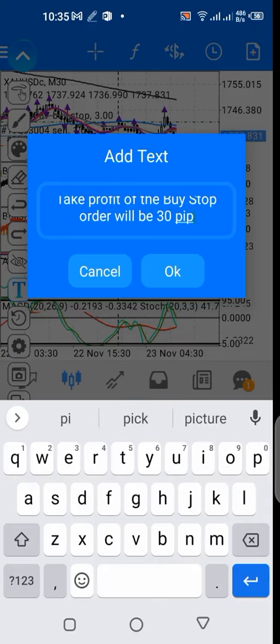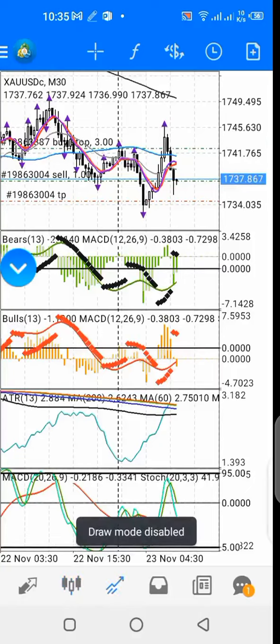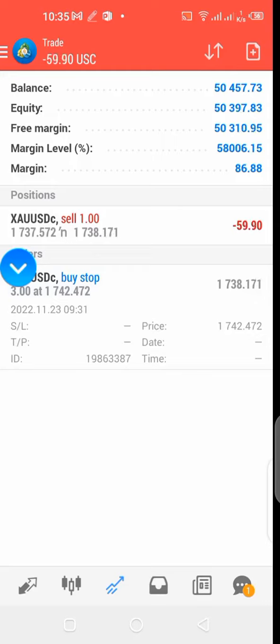Now, just like we have the take profit of the sell trade to be 30 pips, the edge spacing is 49 pips, and we have our buy stop pending order. The take profit of the buy stop pending order will also be 30 pips. So you have 30 pips as take profit below, 49 pips as the edge spacing, and then 30 pips as take profit above.